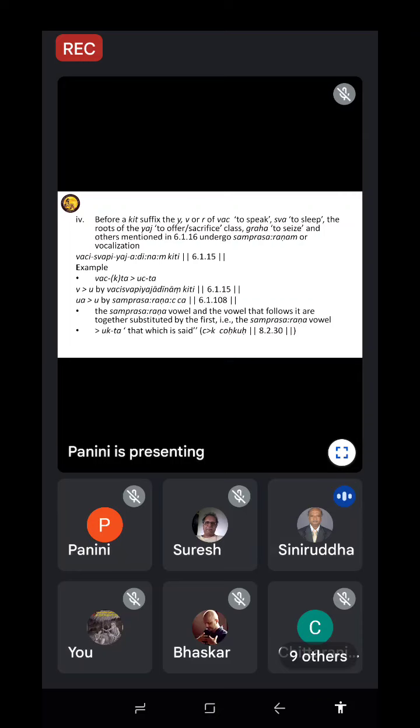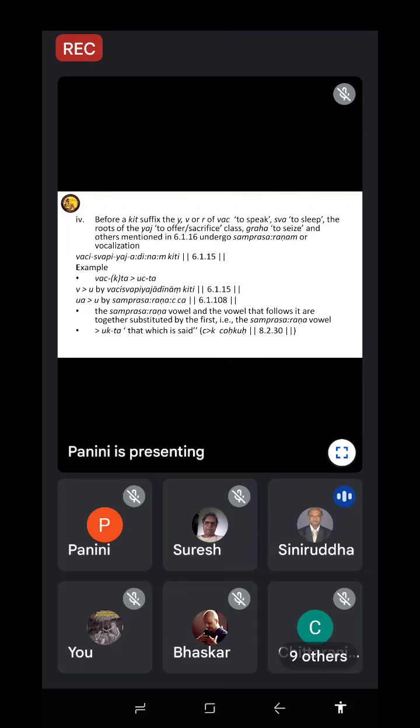Similarly, va becomes u by vachi svapi. So in vachi svapi, if it is svap, it becomes supta. How do you get supta? Svapa dhatu, svapiti. How do you know? Because svapiti is with the ti pratyaya. But when it is with the ta pratyaya, it becomes supta. What is the change? The va becomes u.